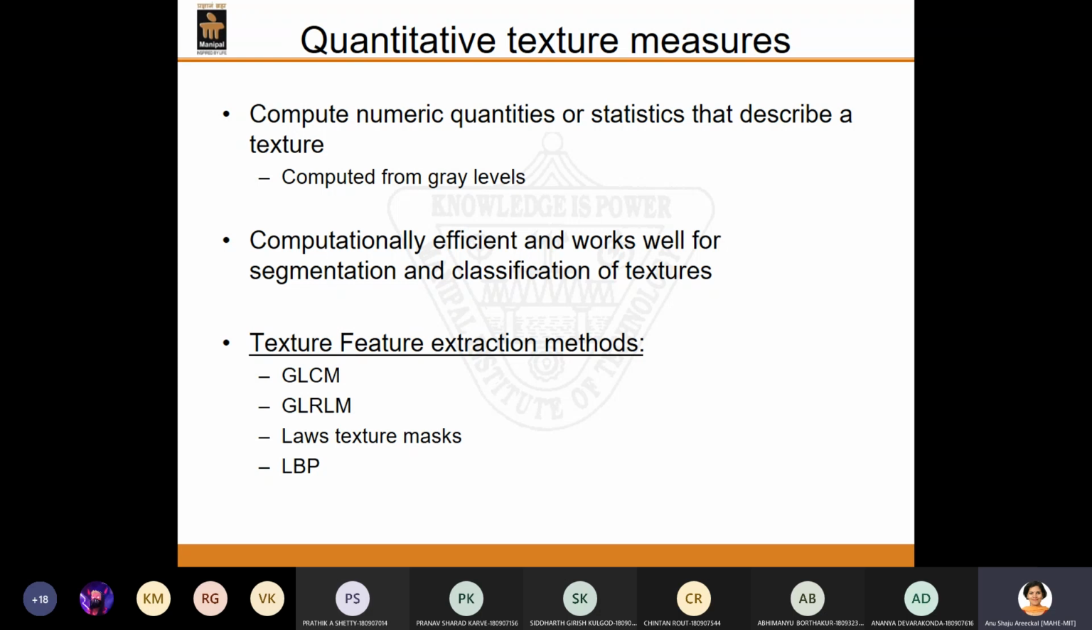Okay, so this is where we stopped last class. We were briefly discussing the different quantitative texture measures. That is, given an image, there are different methods by which we can try to extract the texture features present in the image. Some very popular methods are GLCM, GLRLM, Laws texture masks, and LBP, which stands for local binary pattern, and so on. There are many other texture feature extraction methods, but we'll briefly go through these four techniques in our class.